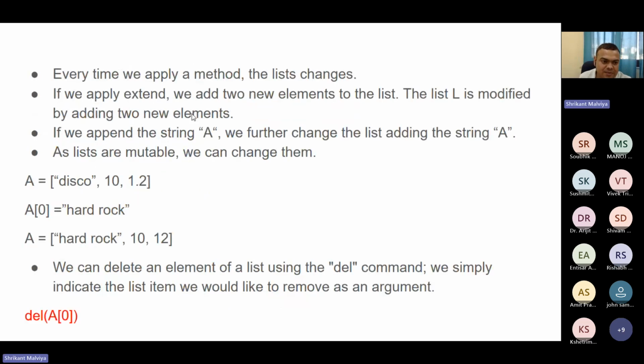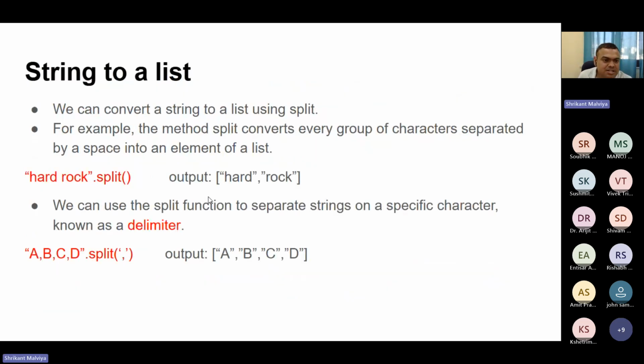If we apply extend, we add two elements to the list. Every time, the list is going to be modified, mutated into a different list. If we append any element to it, again a new list is going to be generated and assigned as the output. So these are some of the operations that we can perform on a list.